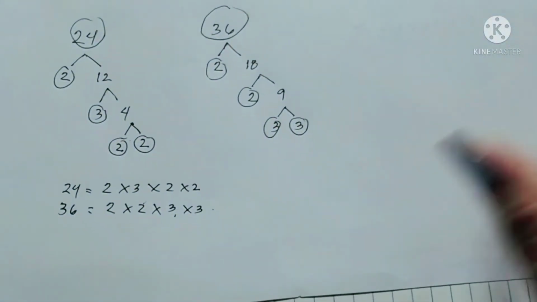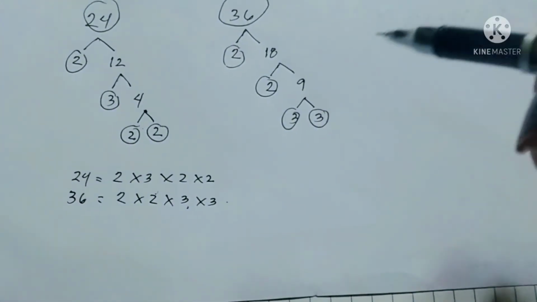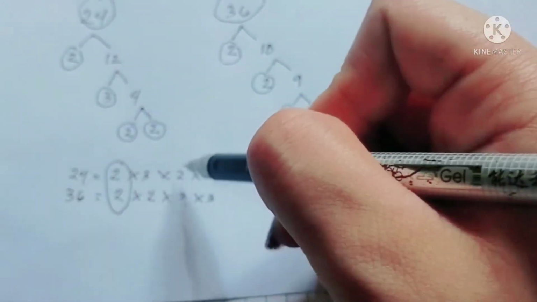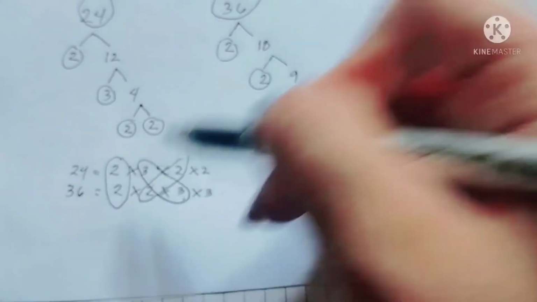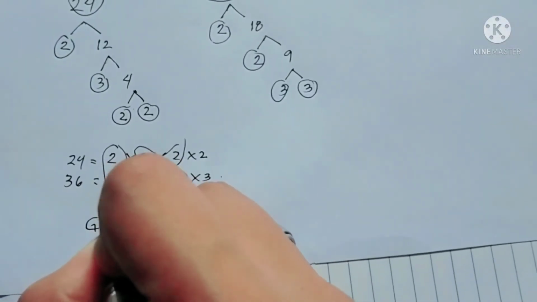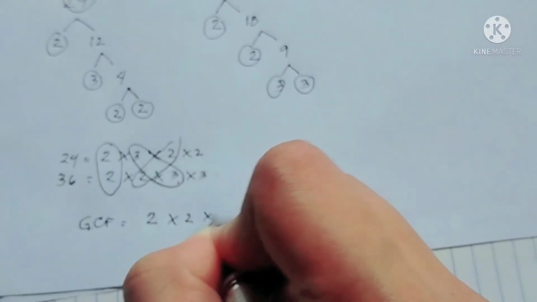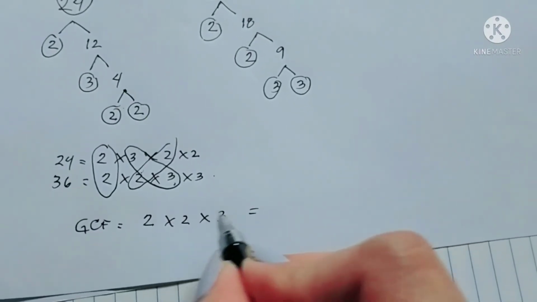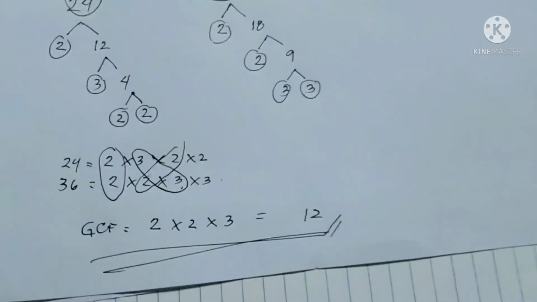So, katulad kanina, ang susunod natin gagawin ay bibilugan natin yung mga magkakamukha. Si 2 ulit, at isang 3. Ayan. So, ang magiging GCF natin ay yung product ng 2 times 2 times 3. 2 times 2 is 4 times 3 is 12. So, yan ang ating GCF.